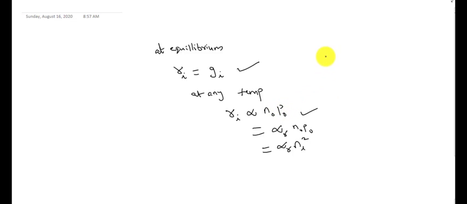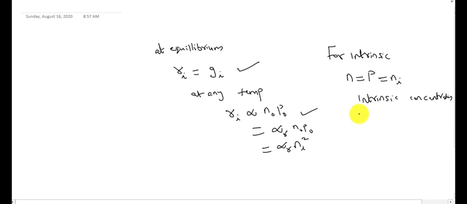For an intrinsic material, as we have studied, the electron concentration is the same as the hole concentration, that is equal to Ni. So for an intrinsic material the electron concentration is the same as the hole concentration, commonly represented as Ni. So Ni is the intrinsic concentration. All the values of N0, P0, Ni are represented in centimeter raised to minus 3.